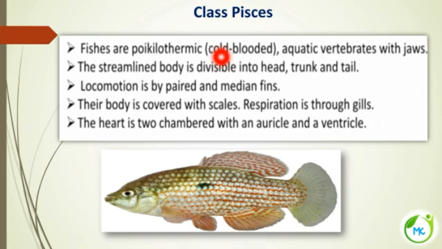And the body is streamlined and divisible into head, trunk, tail. And the locomotion is by paired fins. And it also has a median fin. So here at the bottom you can find the median fin and here you can find the paired fins. And the body is covered with scales, and respiration takes place by means of gills, and the heart of the fish is two-chambered. It has an auricle and a ventricle.